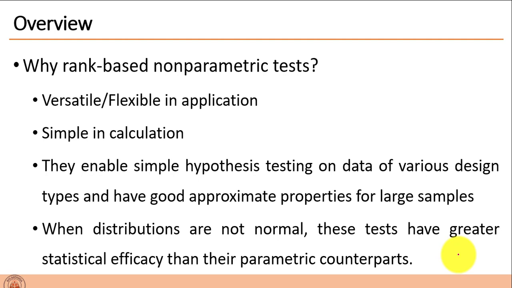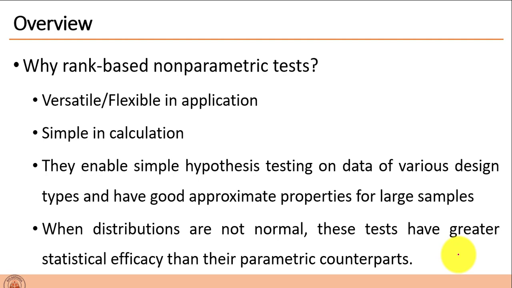Again, they enable simple hypothesis testing on data of various design types and have good approximate properties for large samples. So again, if we are looking at normality or the central limit theorem, here too we can do approximations if we have a larger sample size, and the properties are very good as compared to the parametric cases. When distributions are not normal, these tests have greater statistical efficacy than their parametric counterparts.